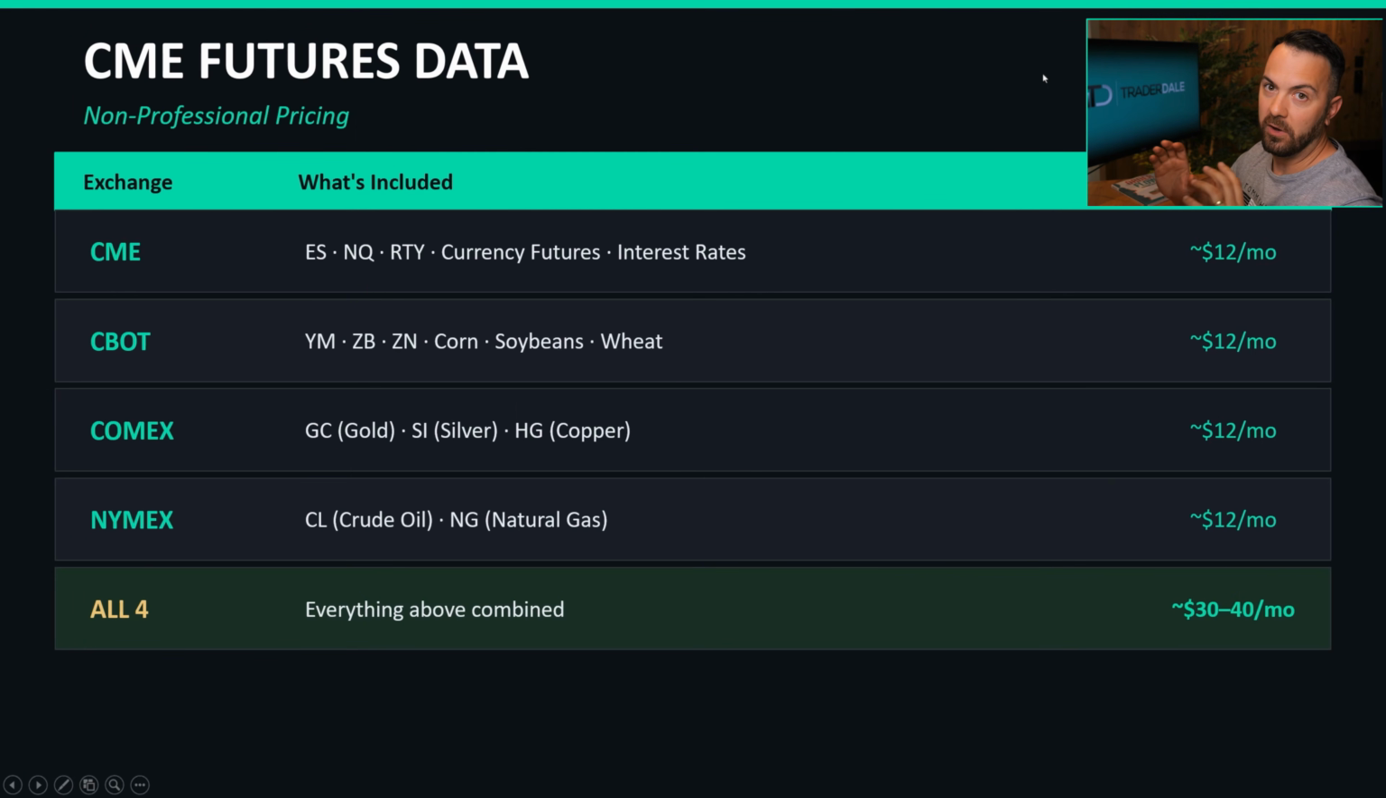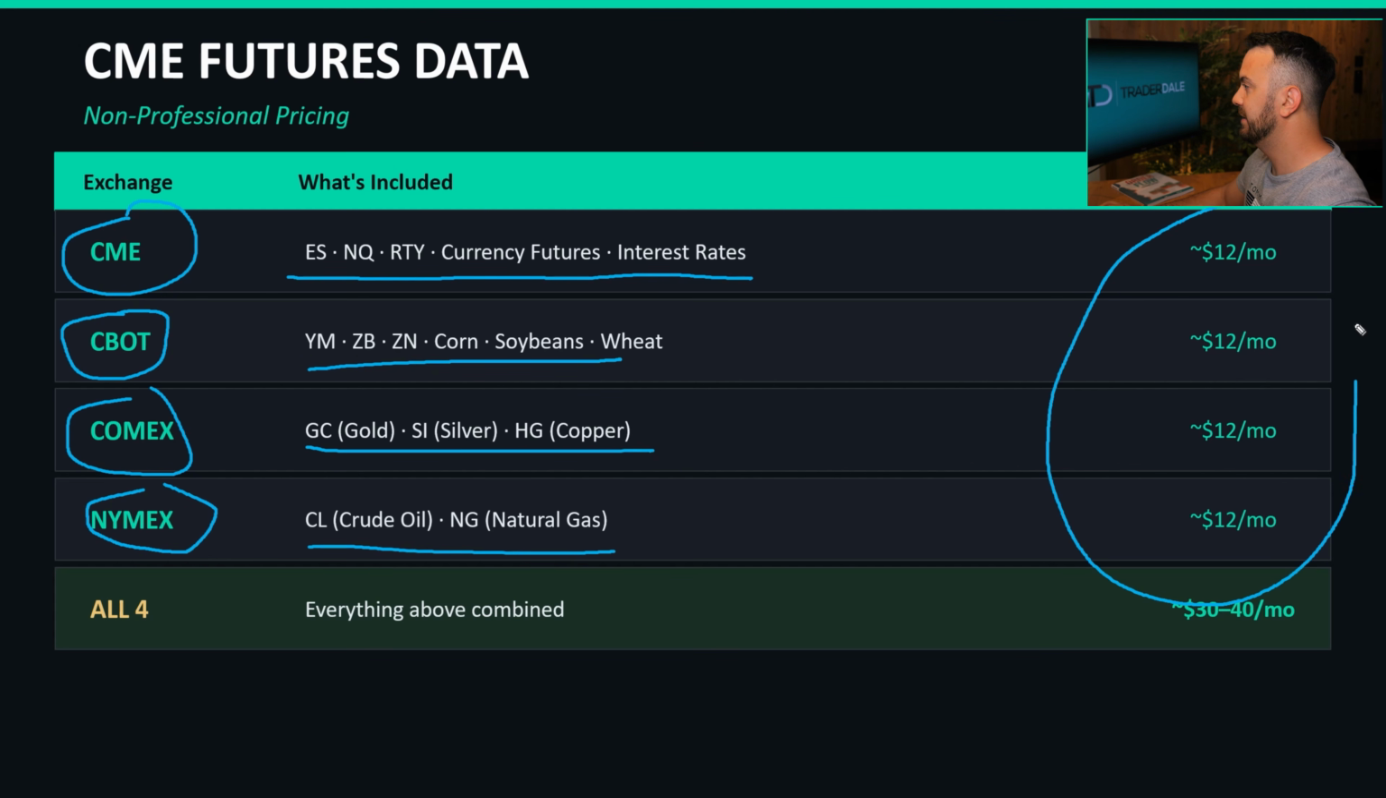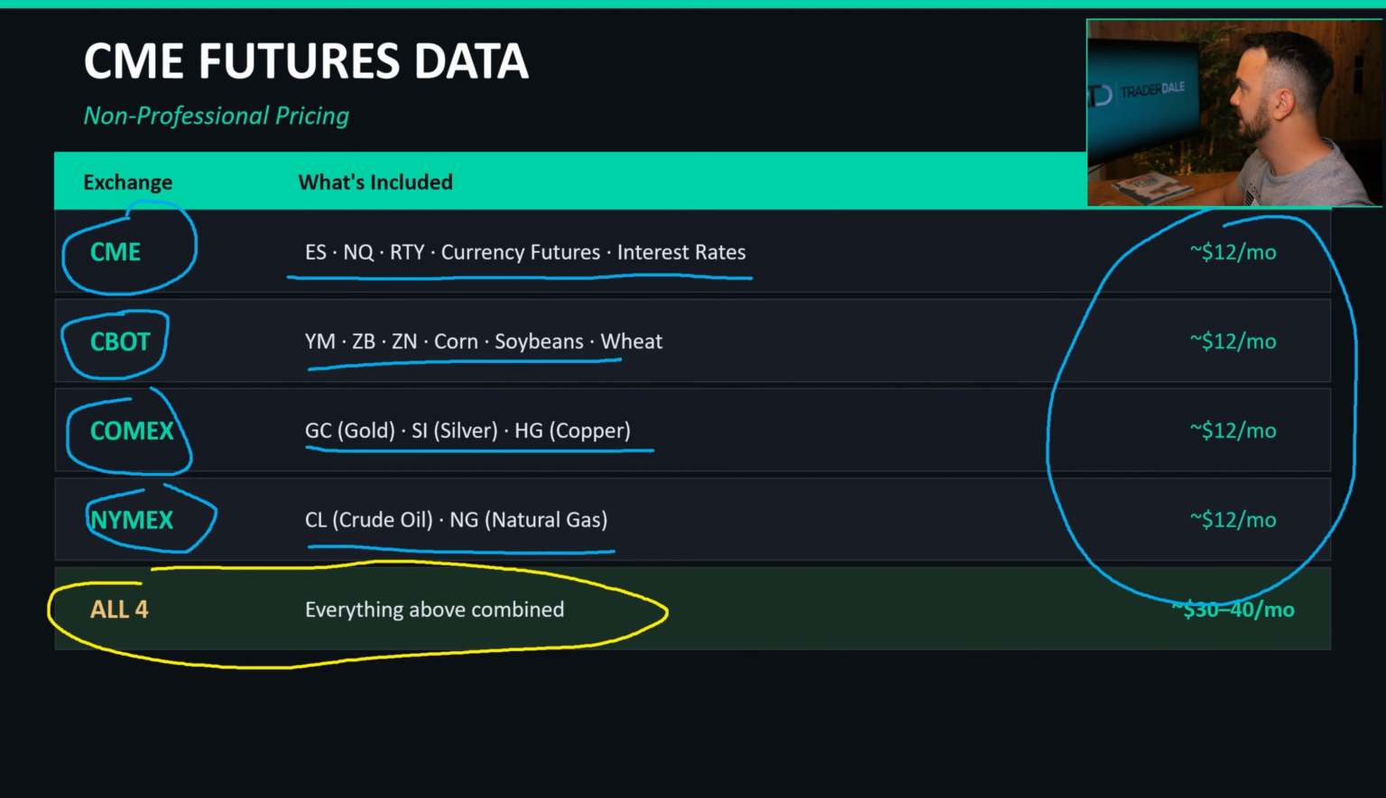Now, when you have the order flow, you also need to connect data, okay? Preferably, you'll be trading futures, and that means you need to get futures data. Depending on the instrument that you want to trade, you'll need to subscribe to one of those exchanges to get the data. Here are the prices. If you want to get all 4 of them, then it is 30 to 40 bucks per month.